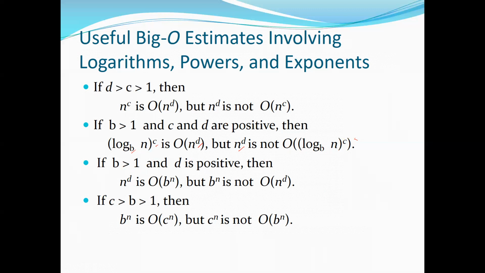If b is greater than 1 and d is positive, then n to the power of d is big O of b to the power of n. But b to the power of n is not big O of n to the power of d. Why? Just go and see the textbook. If c is greater than b and b is greater than 1, then b to the power of n is big O of c to the power of n, right? But c to the power of n is not. You need to remember these useful estimates in order to quickly solve the questions. For proofs, please refer to the textbook, right?